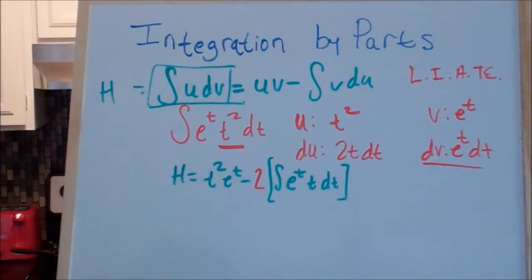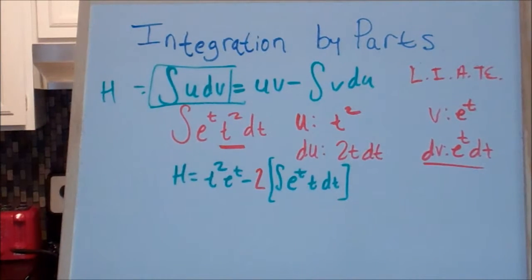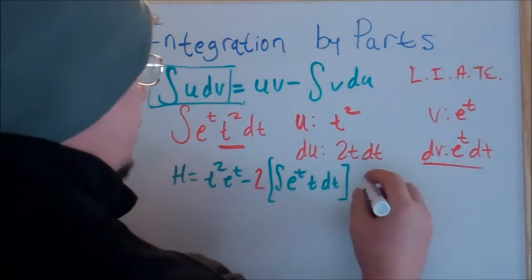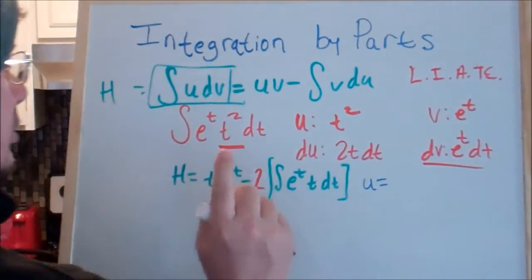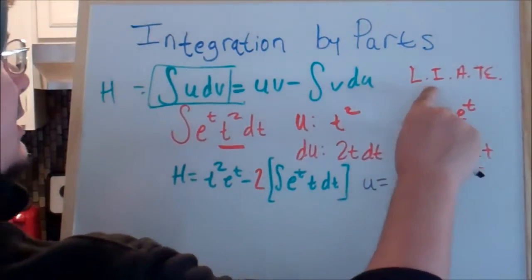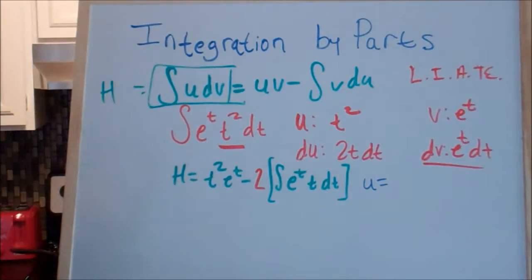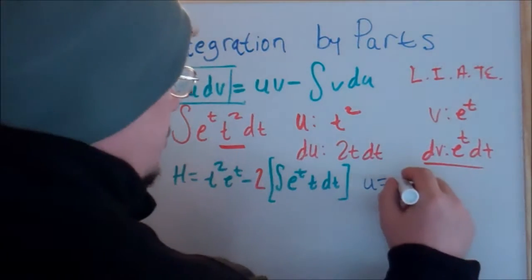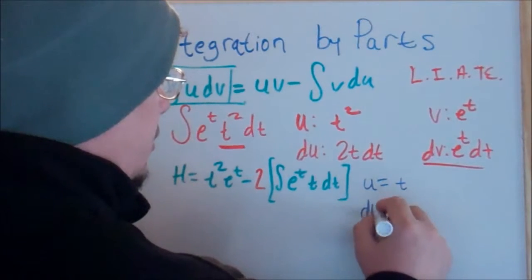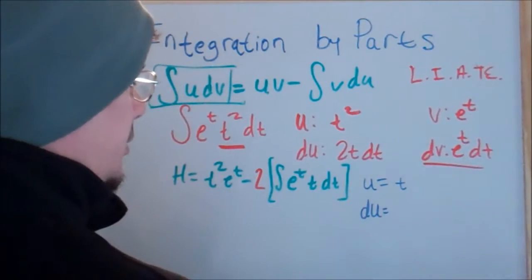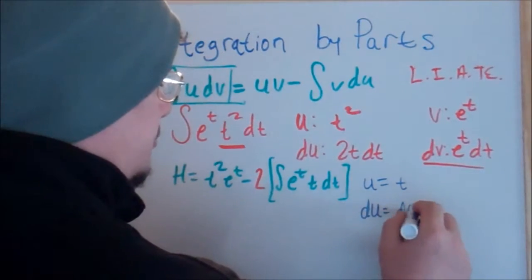We need to find another u, another v, another du, and guess what? Another dv, exactly. So u, in this case, let's see, we have an exponential function. That's at the end. What about this? Yes, this t is algebraic, so we will use it first. So u equals t, du equals 1 times dt, that's right.